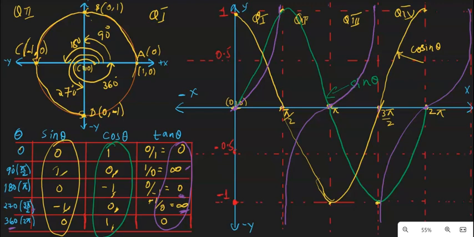So this is the tangent curve, tan theta. Alright, this is how to easily plot the values of trigonometric functions, particularly sine, cosine, and tangent values, on the XY coordinate system.